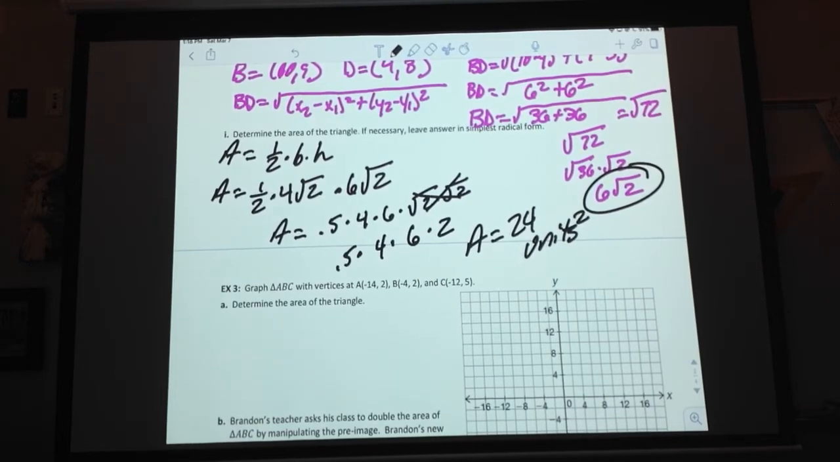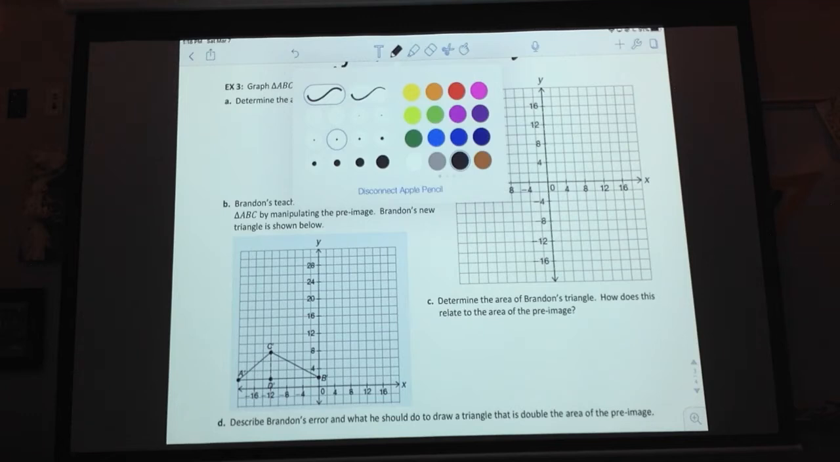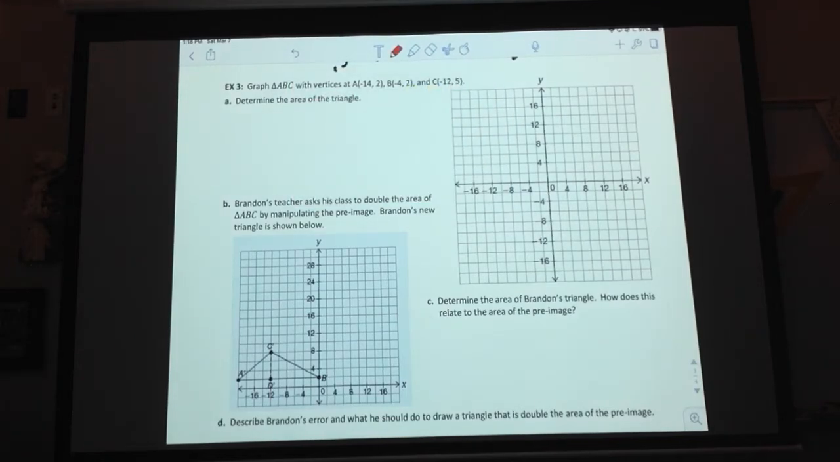All right, turn the page. I believe this is the last one. It is. Last one for this unit, or last one for this day. All right. Let's do a different color to start off with. It says graph triangle ABC with vertices at -14, 2, -4, 2, and -12, 5. Determine the area of the triangle. So remember, area is going to be 1/2 times base times height.